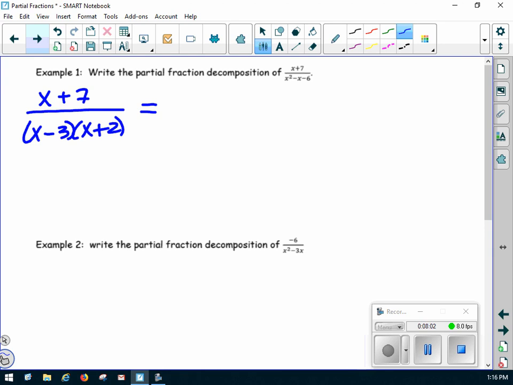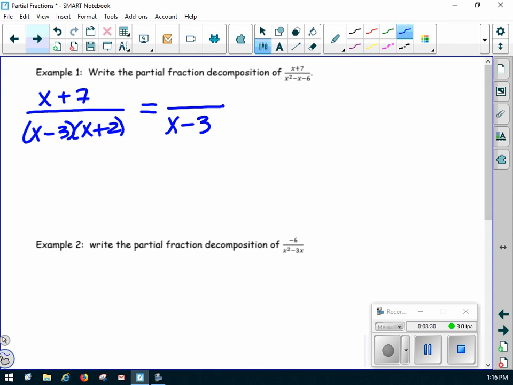How many things are we multiplying together in the denominator? 2 things. What are they? X minus 3 and x plus 2. Each one of those is called a factor. You buy that? Factors are just things that are multiplied together. Now, you said we have 2 factors in that denominator, so our answer is going to have 2 fractions.